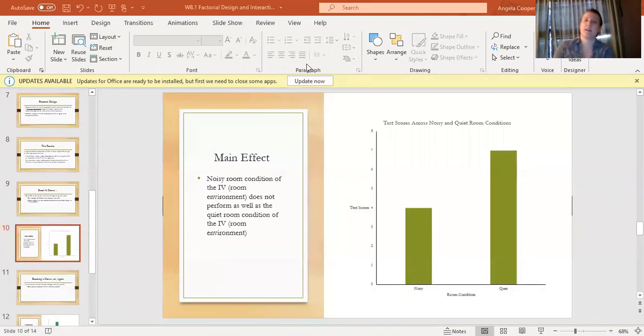So we see here a graphed example of what a main effect looks like. We have one independent variable, the noisy or the quiet room condition for the exam. And we see that there's a stark difference, with the quiet room scoring a lot higher on the test than the noisy room. That's apparent. That's a main effect.